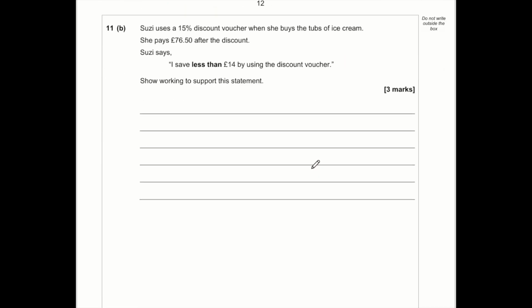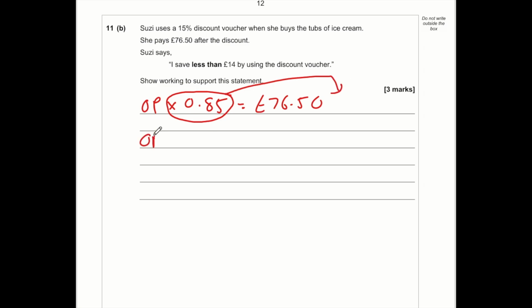Okay, so for part B, this is the price after the discount. So what was the price before? The original price, OP, if 15% has been taken off, that means Susie paid 85% of the original price. So the original price needs to have been multiplied by 0.85 to give us this new price of £76.50. So for the original price, I'm just going to move the times 0.85 over to the other side, and when you move something from one side of an equation to another, you flip the sign. So the opposite of multiplying is division. So 76.50 divided by 0.85, so the original price of the tub of ice cream would be £90.